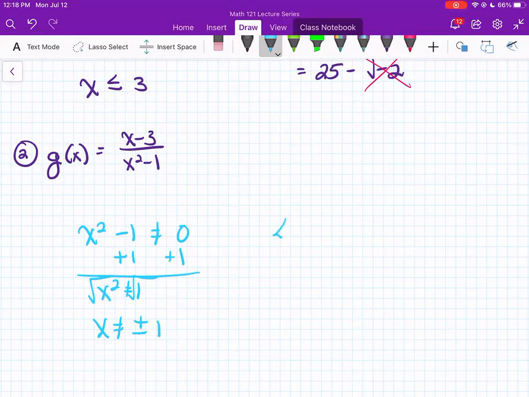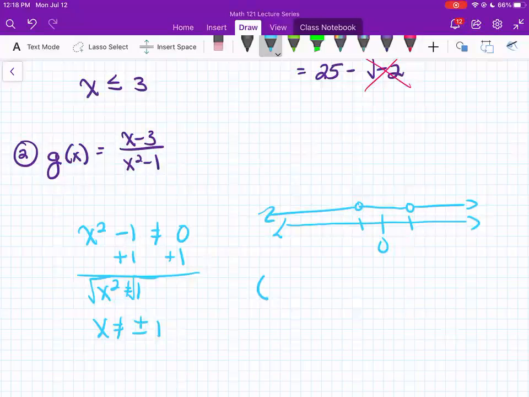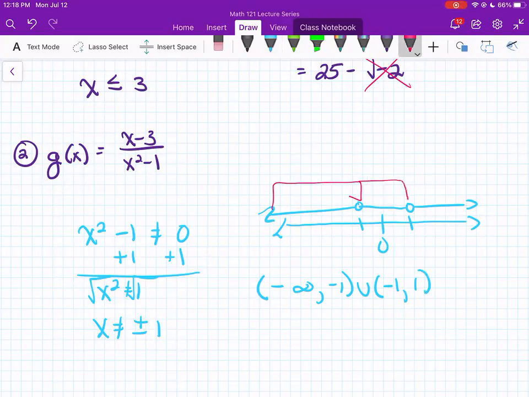When I put that on a number line, at 1, it's going to be open. At negative 1, it's going to be open, but it's going to include everything in between. So my interval will actually have 3 pieces. It will go from negative infinity to negative 1, which encompasses this piece. Or it will go from negative 1 to 1, which encompasses this piece. Or it will go from 1 to infinity, which encompasses this piece. And this is the domain.